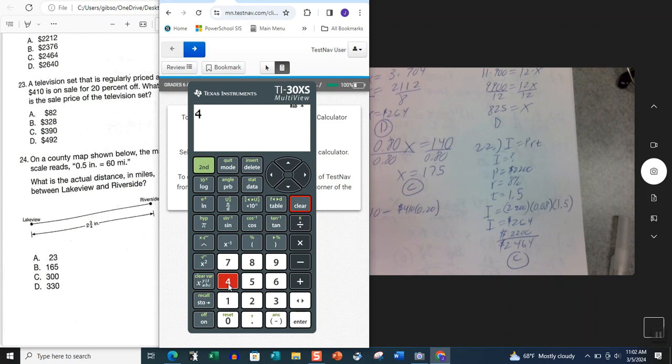So we have 410 minus 410 parentheses 0.20.